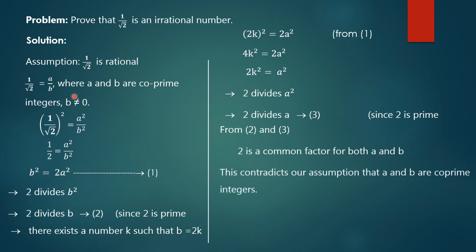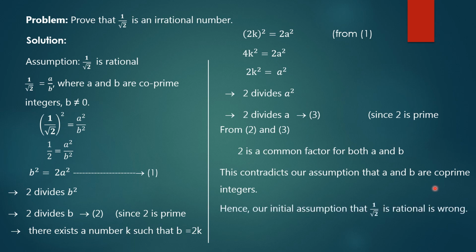Same thing, this contradicts our assumption that a and b are co-prime integers. Co-prime means their HCF should be 1. Their highest common factor is 1. But here we have another common factor, that is 2. This is not possible. This contradicts our assumption that a and b are co-prime integers.